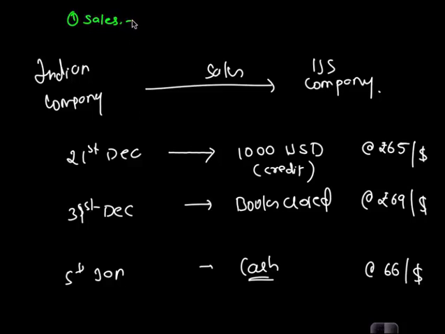And what is the amount of sales that we should recognize on this particular date? 65,000. So we will recognize an amount of sales of 65,000. If you recognize sales of 65,000, you will also have to recognize accounts receivable of the same amount, 65,000. So this is happening on 21st.